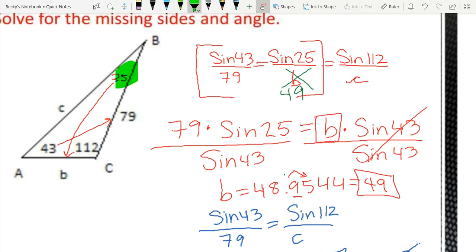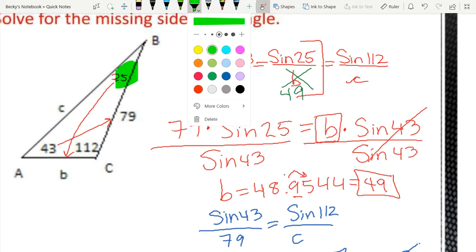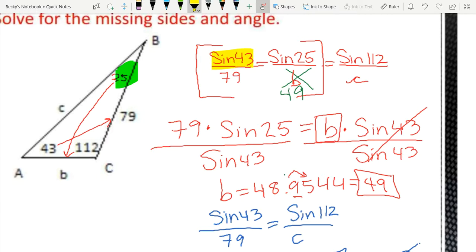That was easy. Now I'm going to use that new formula where I write sine of angle A, and angle A is 43. We know that. So I wrote it here. Then straight across is side a, and so that is 79. Let's find angle B. Well, we just found it. It's 25. So I write sine of 25 over side b.